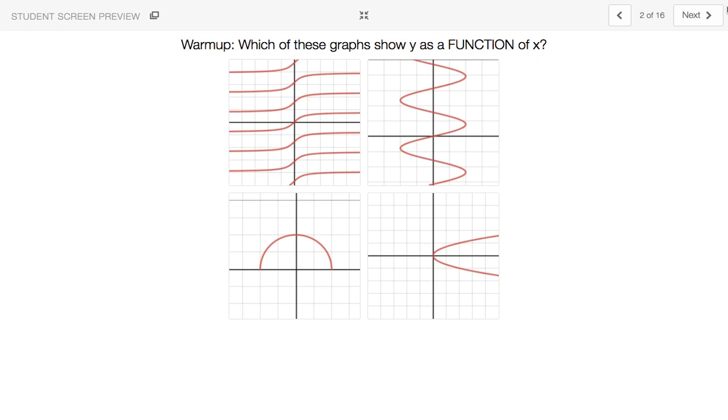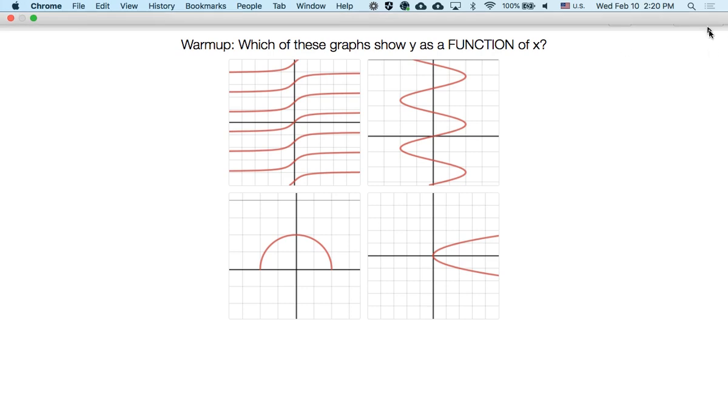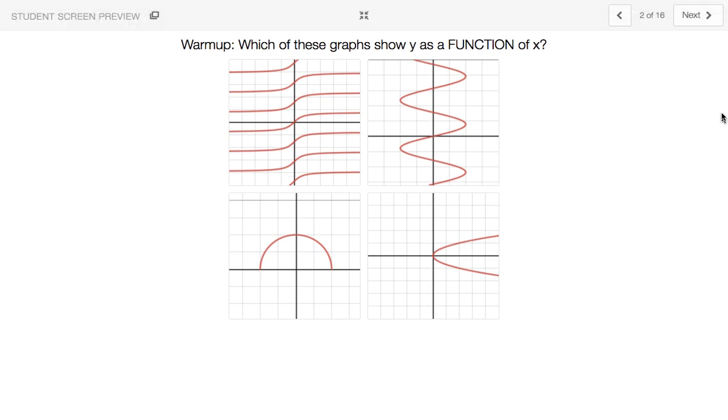Which of these graphs show y as a function of x? Which one? Bottom left. Why? Because it passes the vertical line test. Okay, the other three do not pass a vertical line test.